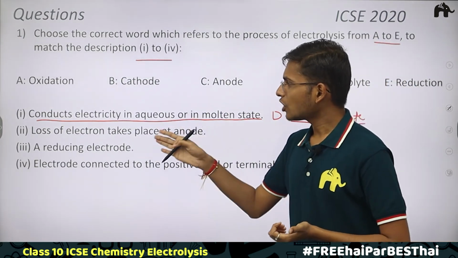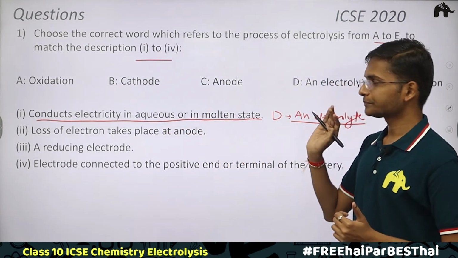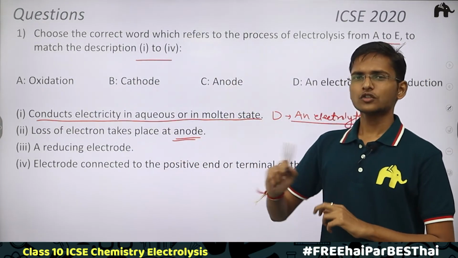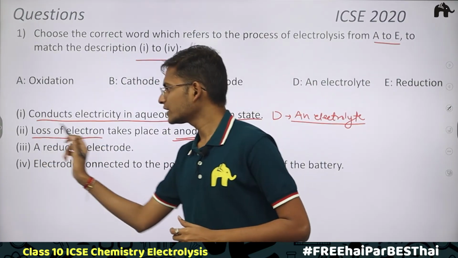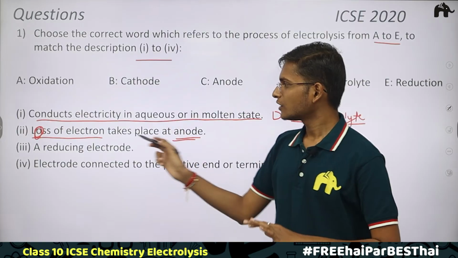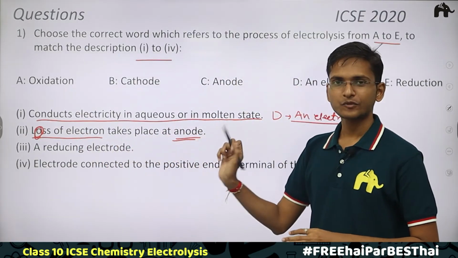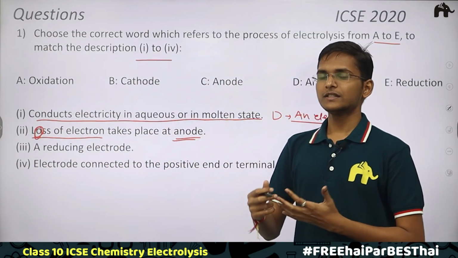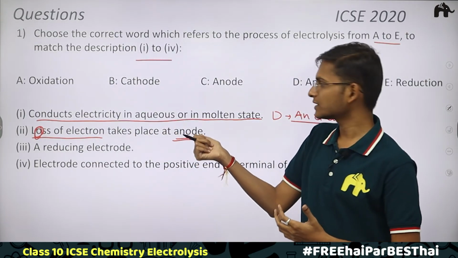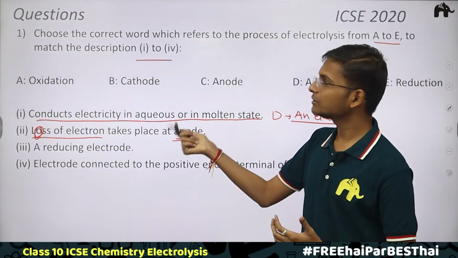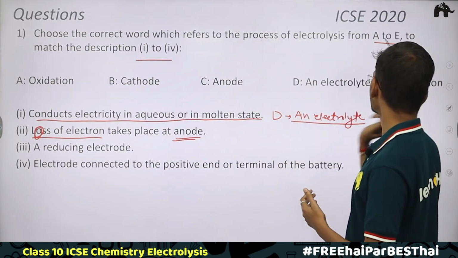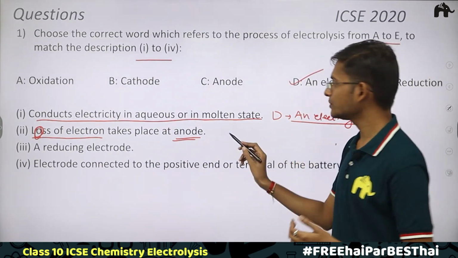Next is, loss of electrons takes place at the anode. So what happens at the anode? We have seen this. Loss of electrons. Can you correlate this? Loss of electrons: O means oxidation. So if loss of electrons is taking place in a process, this means that oxidation is taking place, and oxidation takes place at the anode. Yes, we know at the anode oxidation takes place. So the right word here would be oxidation, among oxidation, cathode, anode, and reduction. This one is done.